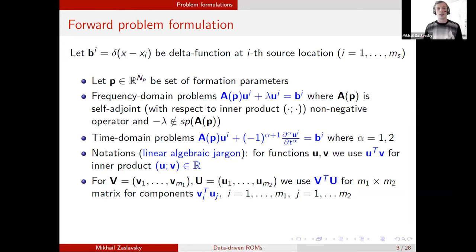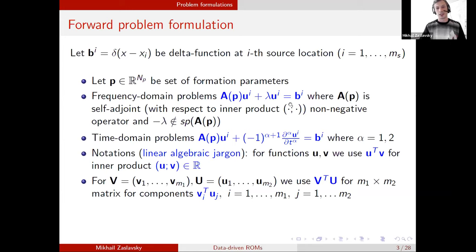So then, depending on those parameters, we have operators A of P, which we assume at this point to be a self-adjoint, negative definite operator. And in the frequency domain, our equations under consideration can be formulated in this form, where lambda is some spectral parameter outside of the spectrum of the operator A of P. Here B_i are our sources, U_i are our solutions, and A of P is our operator.